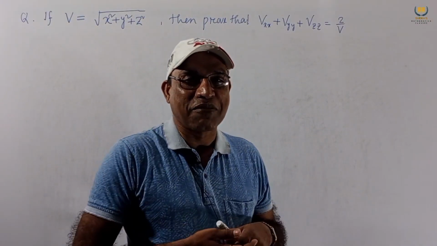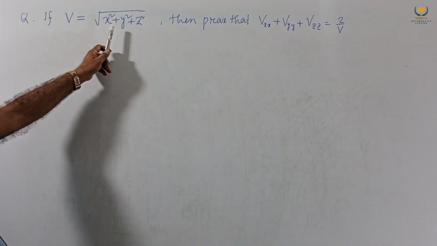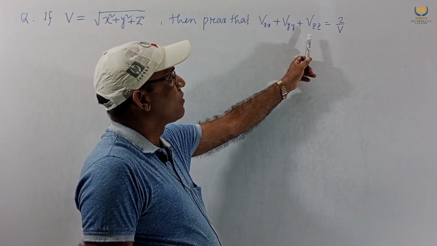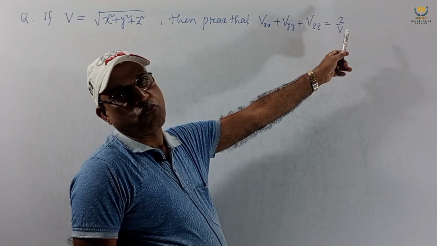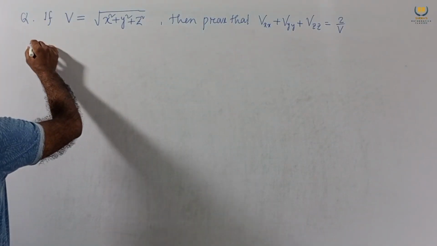Now let us start one problem. If v equals root over x square plus y square plus z square, then prove that vxx plus vyy plus vzz equals 2 by v. We have to show this. Now the solution starts.